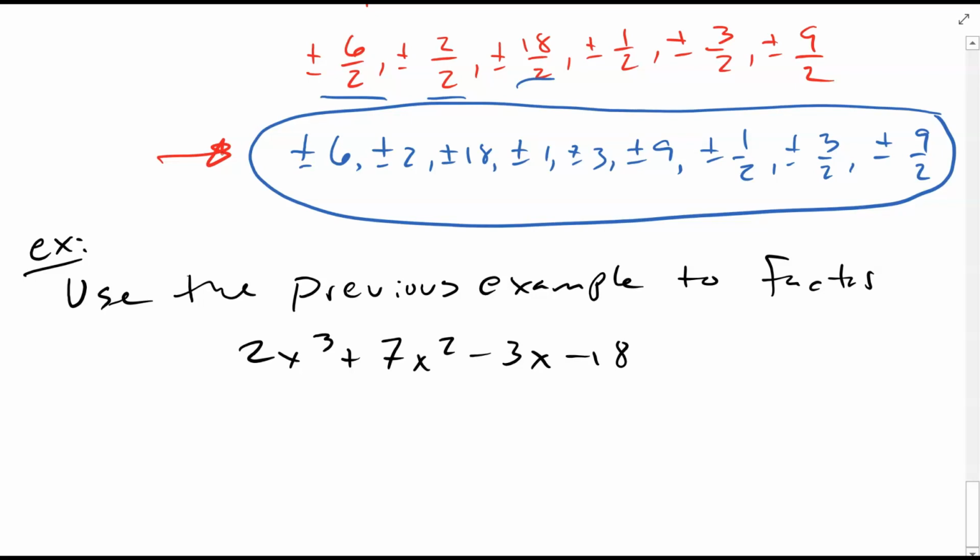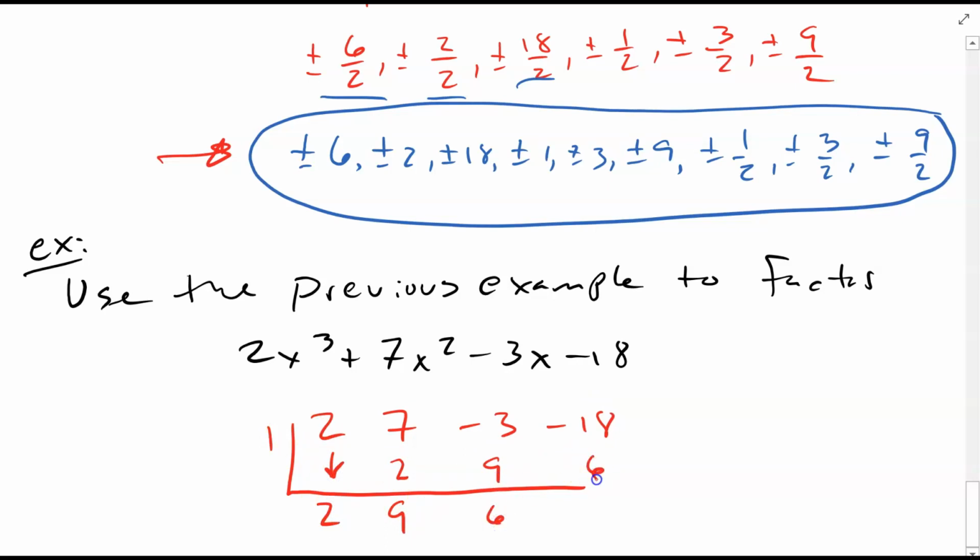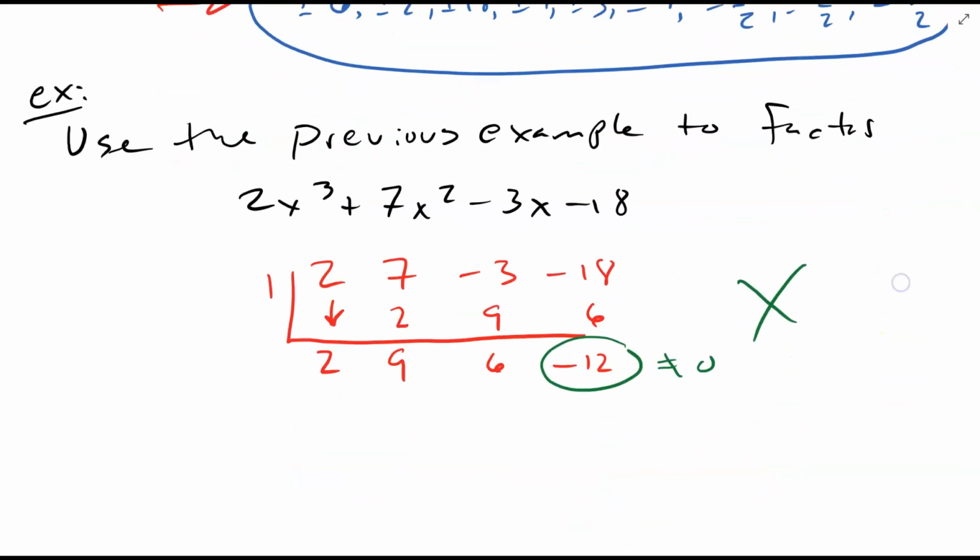It's just a pure guess right now. We don't have any intuition about what would work or not. 1. Sounds good. Did that work? No, why not? That's not 0. So 1 is not going to be one that we needed. Okay. You want to pick another one? 3. Okay.